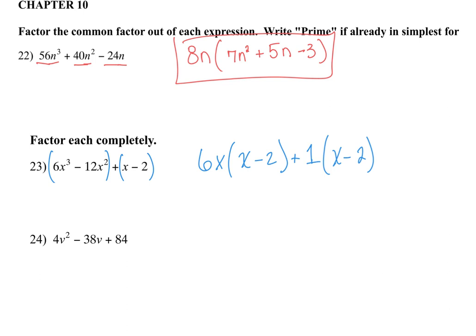Then I am going to take that common group. That is one of my groups. What's left over is my other group. That's how we factored by grouping.